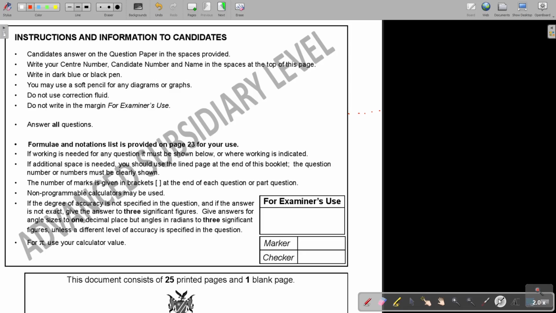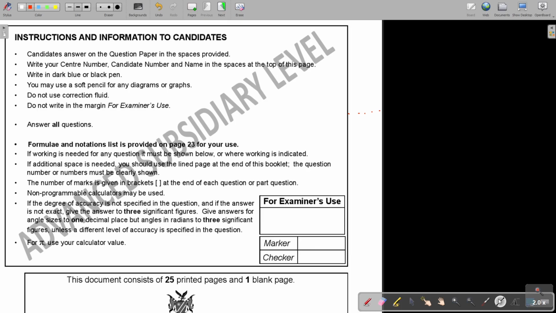If additional space is needed, you should use the lined page at the end of this booklet. The question number or numbers must be clearly shown. So if you go to the extra page, mark what question you are doing there. And if you don't want them to use your original question, then remember to scratch it. Or not scratch, just draw a line through it. I'll read that to you in the exam report. I'll elaborate a little bit more on that.